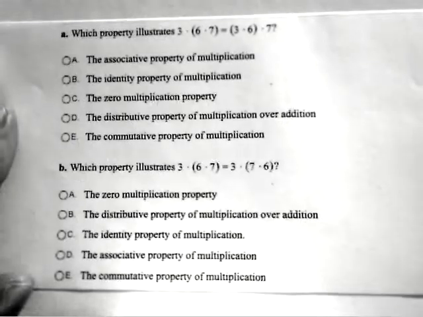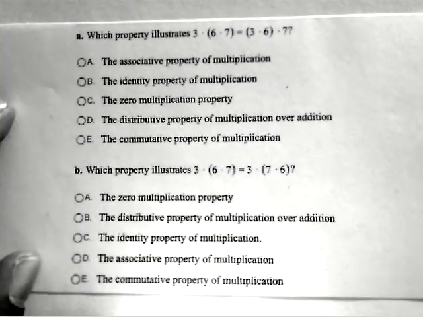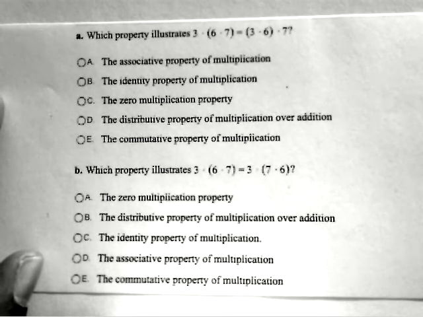Okay, now the next problem, we're going to look at each one of these individually because we're going to find out which property is illustrated in each of the following. Okay, so let's take a look at part A. Which property illustrates this? 3 times, and in parentheses 6 times 7, is equal to, and in parentheses 3 times 6, times 7.